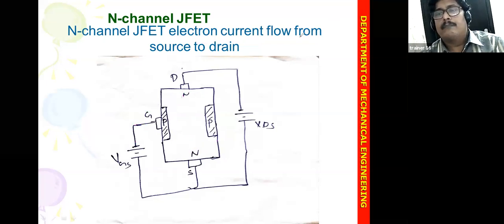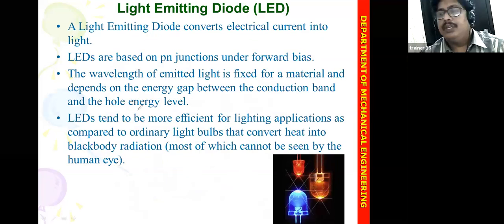Light emitting diode. If you see this light emitting diode, all of you know it very well. The diode emits light, that is, it is emitting radiations. In the light emitting diode, it converts electric current into light. So in a light emitting diode, the diode is emitting light.